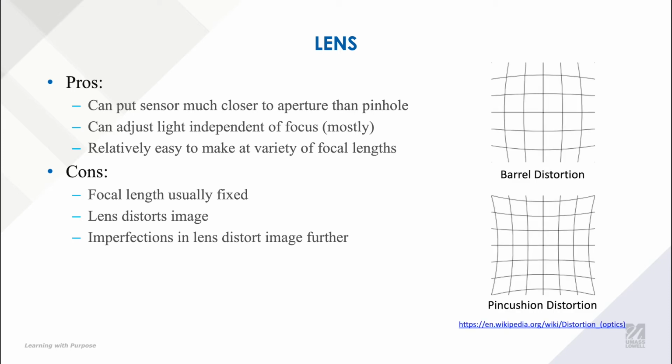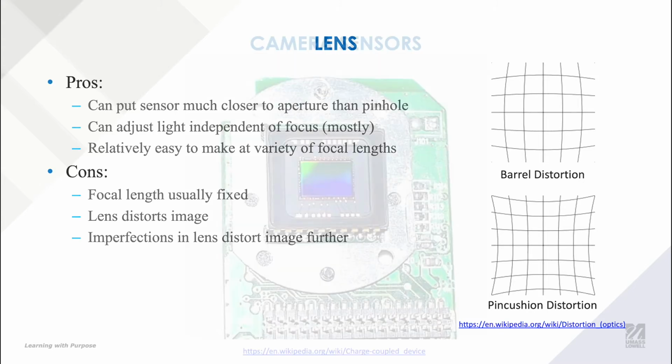Two common types of distortion are barrel distortion here, where it looks like the thing is bowed towards you, and pincushion distortion, where it goes the opposite direction there. And again, we'll talk about this some more when we get to calibration.